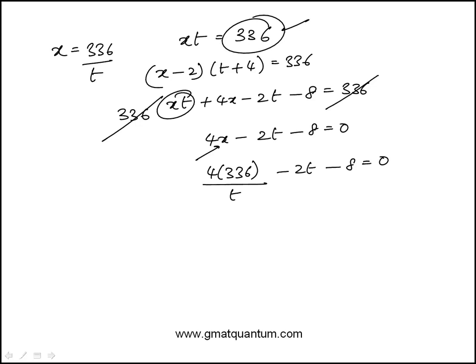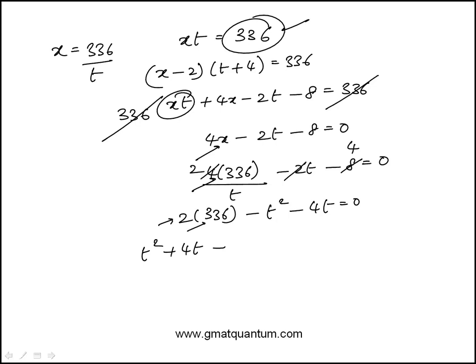Divide each term by 2 to reduce my work, and then multiply each term by T. I'm holding off doing this multiplication to reduce the work. Minus T squared minus 4T is 0. Then I move it to the other side. T squared plus 4T. At this stage I'm going to multiply this, so that would be 672. So that's the quadratic I have to solve.